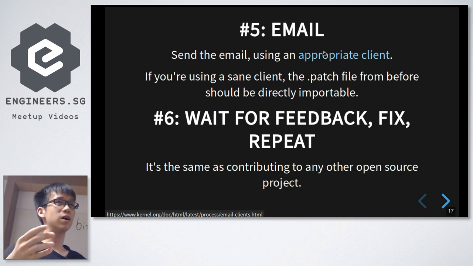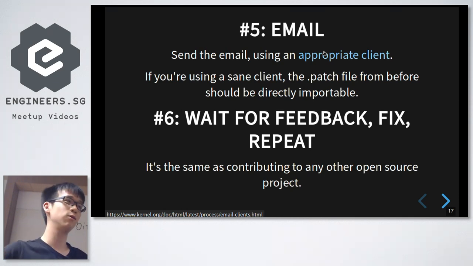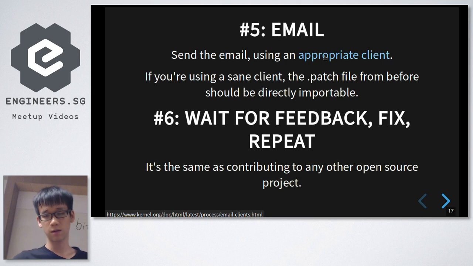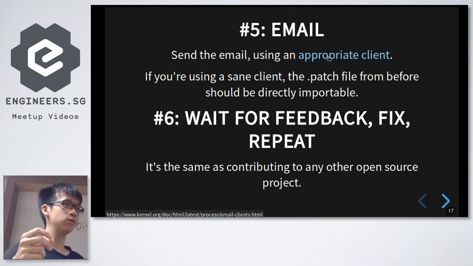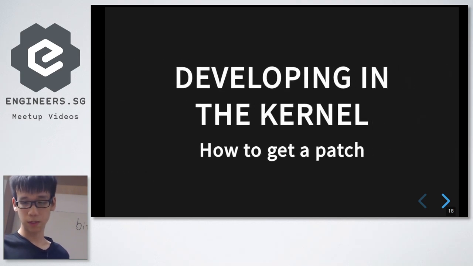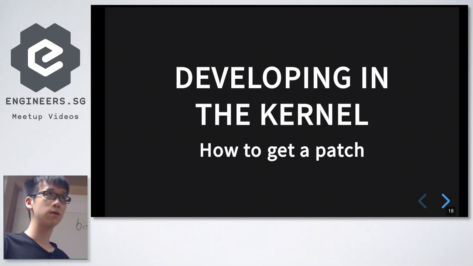So you can't use the Gmail web interface. Forget about that. You can't use the Outlook web interface. Forget about that. Basically, you have to use an offline client. For me, I use Thunderbird. I think Linux developers like to use Mutt. Basically, anything that's not a web interface has a good chance of working. But for Thunderbird, you need to tweak some settings so that it doesn't auto-flow your patches and doesn't mangle your whitespace. Then after that, you just wait for feedback, and then you send additional versions of your patch and so on, and that's it.